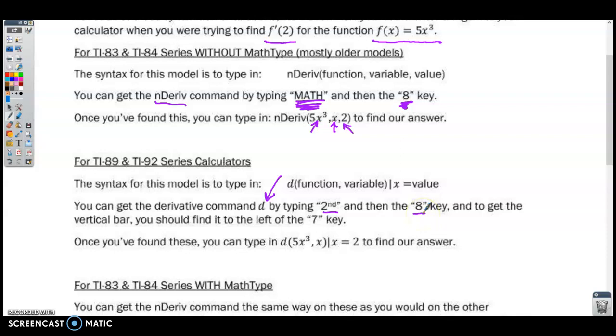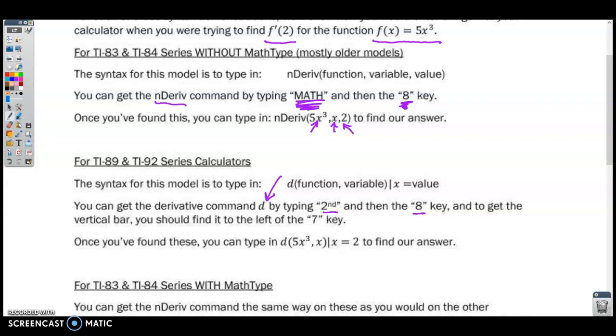You should see it on your keyboard. And to get the vertical bar, you're going to find that to the left of the number 7 key. Once you've found these, you can type in d of the function, comma, with respect to the variable evaluated at x equals 2 to find your answer.